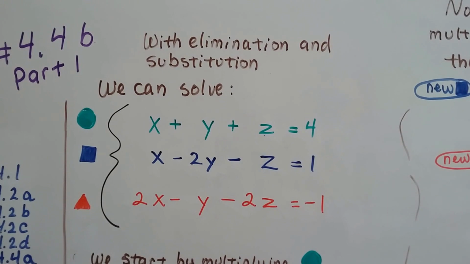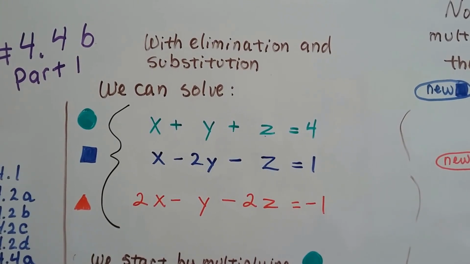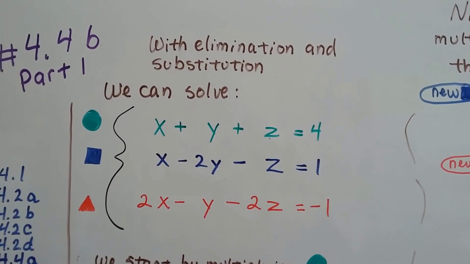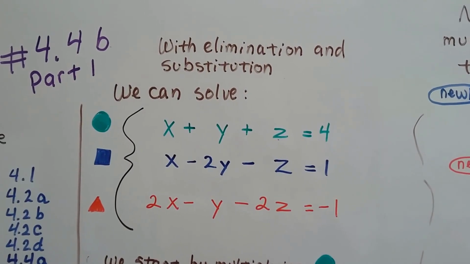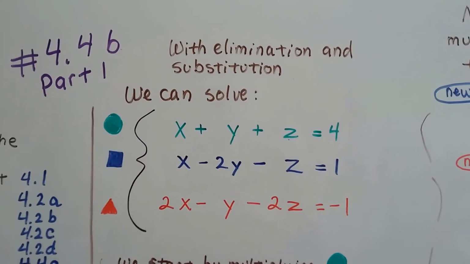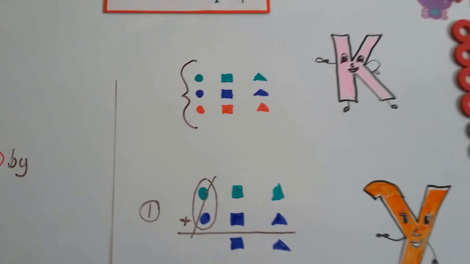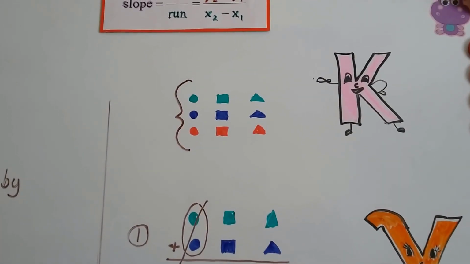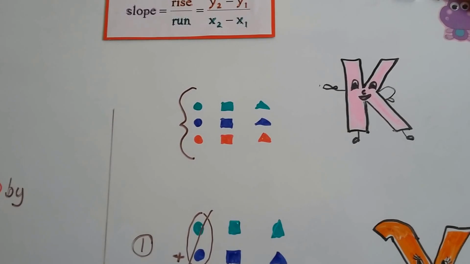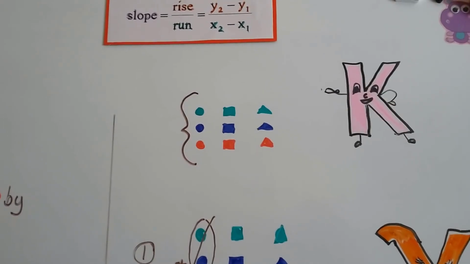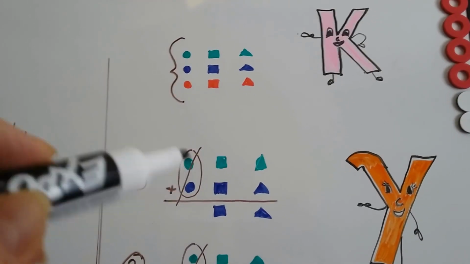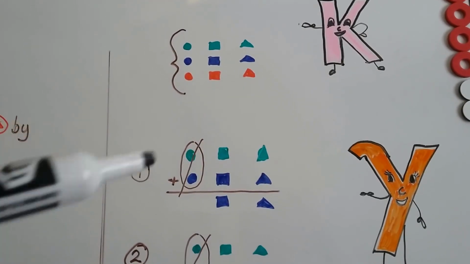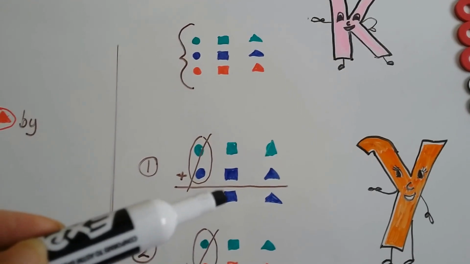So we have this system of 3 equations, and there's 3 variables, and I've colored them green with the circle, blue with the square, and red with the triangle. Basically, what we're going to do is this. We've got these 3 equations, and we need to figure out what color is the circle, what color is the square, and what color is the triangle. So we're going to add the green and blue one together to eliminate the circle, and we're going to get a new blue equation.